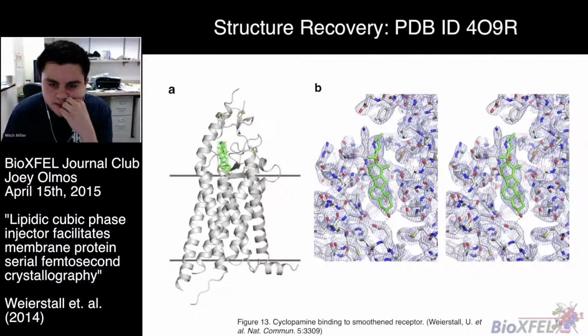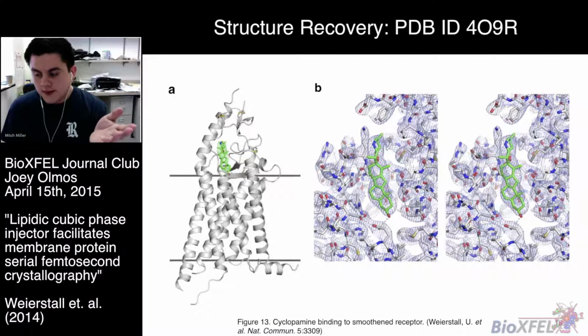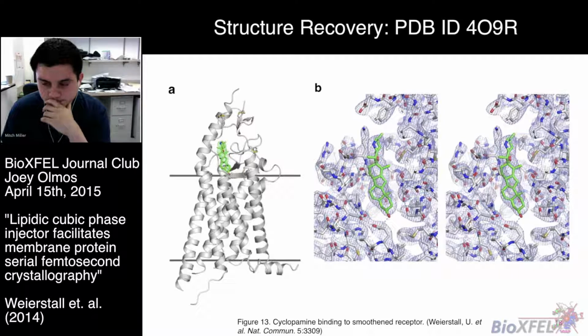It's this gray cartoon on the left, and then the ligand is shown as green sticks. They did mention that the diffraction density of the ligand wasn't good enough to where they could determine the orientation of it. And so they had to think about it, thinking about more like the geometry of the ligand.